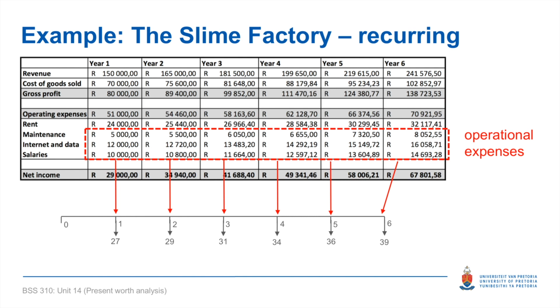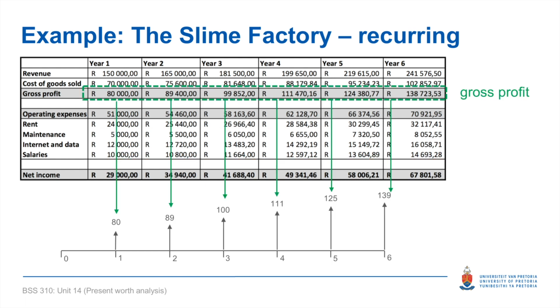Next, I want to reflect the rest of my operational expenses. If I add up my maintenance, internet and data, and salaries, that amounts to 27,000 Rand in year 1. I reflect that at the end of year 1 because I incurred these expenses as I went through the year. If we wanted to be 100% accurate, we'd obviously have to reflect these expenses as they occurred, which probably would have been monthly. But in this case, to simplify the problem, we are working in yearly increments. If we fast forward right to the 6th year, we'll see that our very last cash flow of 39,000 is all the operating expenses that we incurred during this 6th year.